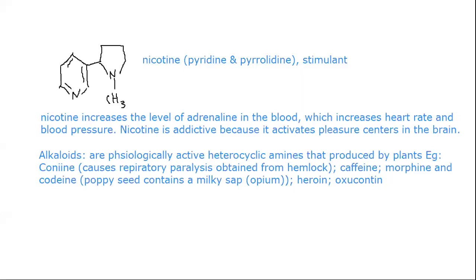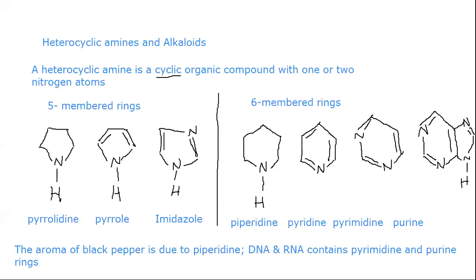Now, okay, let's look at the answers for 18.21. Name the following heterocyclic amines. A, I'm looking at a 6-membered ring with a nitrogen. It's called piperidine. B, I'm looking at a 6-membered ring with 2 nitrogens. It's called pyrimidine. Next, C, I'm looking at a 5-membered ring with nitrogen with 2 double bonds inside. It's a pyrrole.